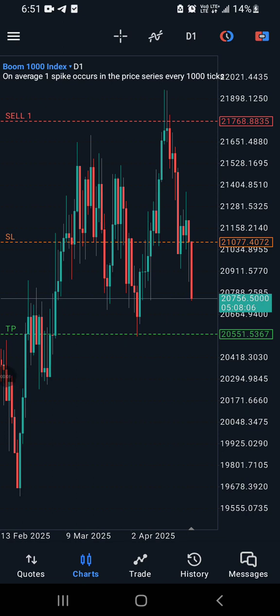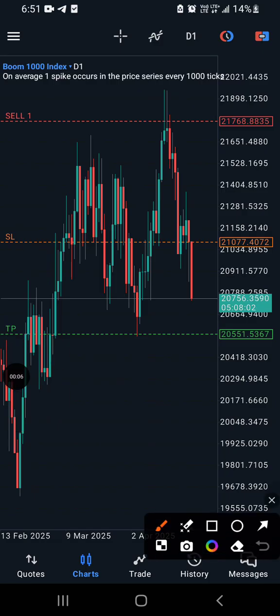Can you see that drop on the Boom 1000 index? This is on the daily time frame, ladies and gentlemen. This is why I always encourage you to learn how to trade properly, and this is how we do it in the Kobe Forest trading community. And this setup was so powerful that we caught it on the high.